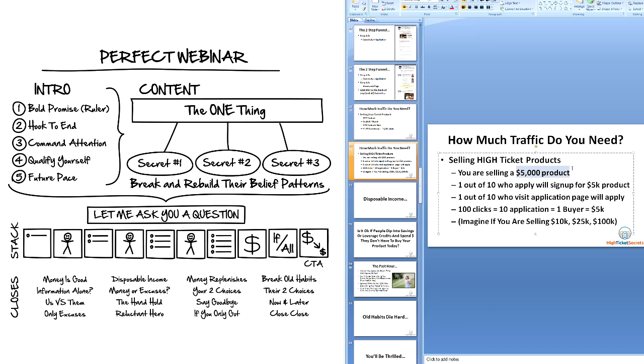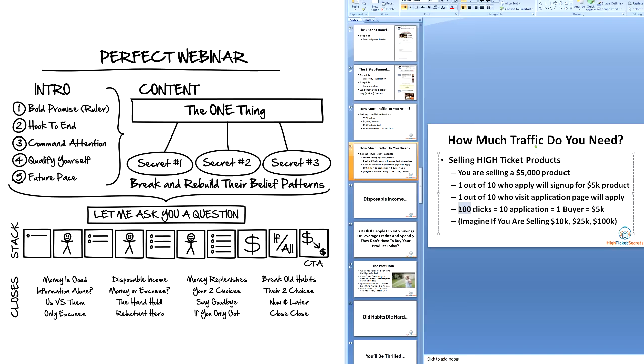Check this out. If I sell a $5,000 product, 1 out of 10 who apply are going to sign up for the $5,000 product. 1 out of 10 who visit the application page are going to apply. So 100 clicks equals 10 applications equals 1 buyer. That means all I've got to do is send 100 clicks a day, and I can make $5,000 a day. Is that awesome? And I start future pacing them. Imagine if you're selling $10,000 or $25,000 or $100,000. Think how much money that is.